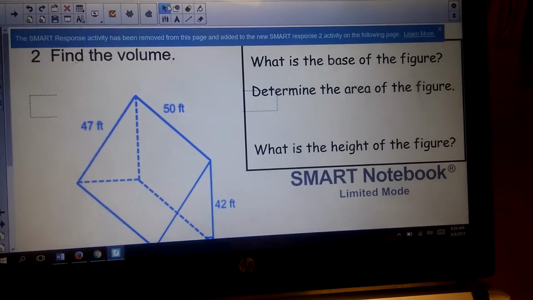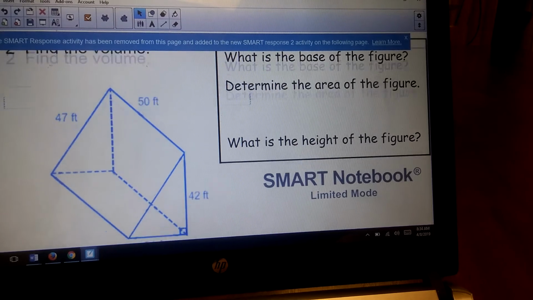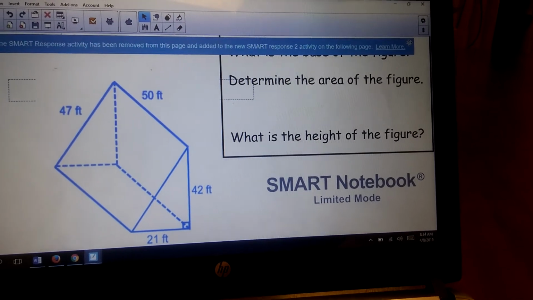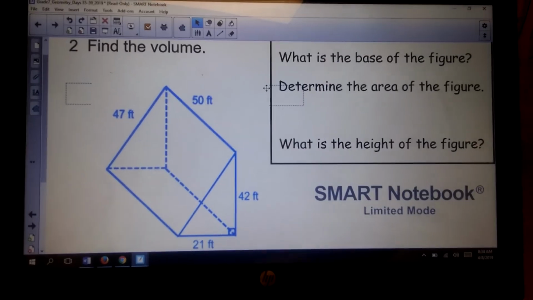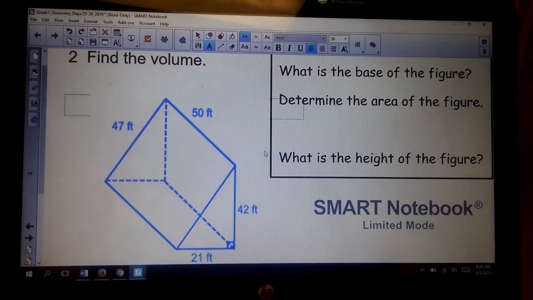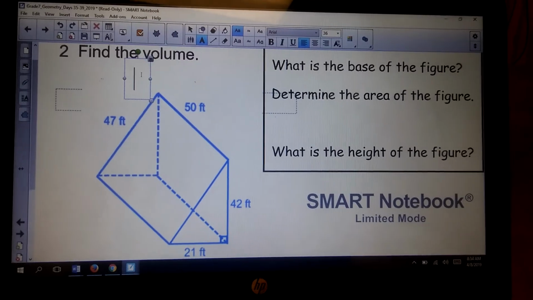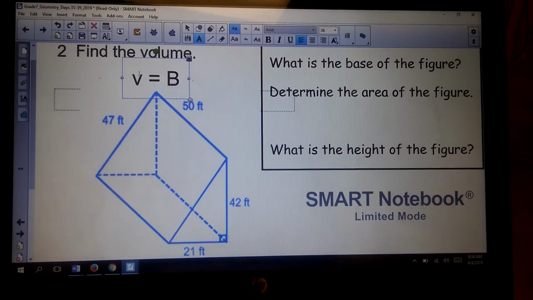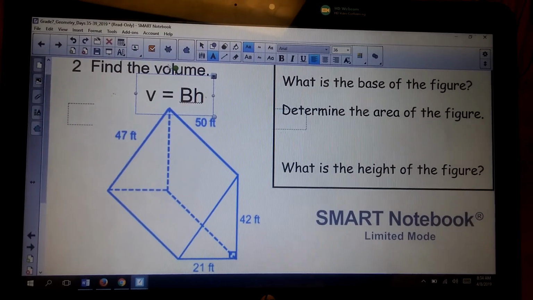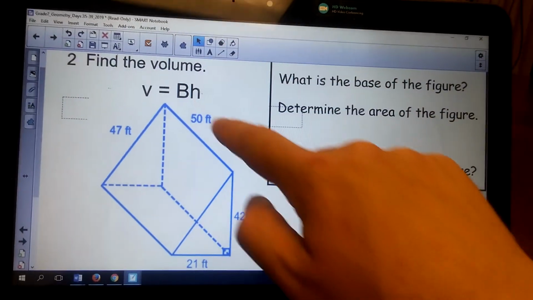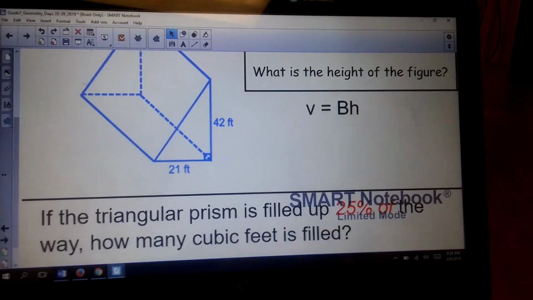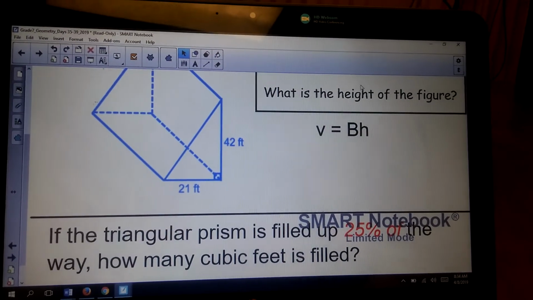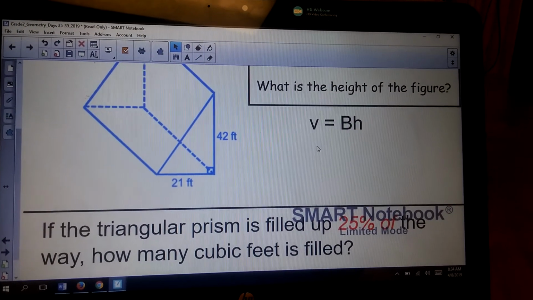Okay, when you're finding the volume of triangular prisms, nothing changes. The only thing that you need to recognize here is that in this case, the base is a triangle. So while the formula we're going to use is still volume equals area of the base times the height, we're going to have to apply a slightly different formula to find the area of that base, because it's a triangle.